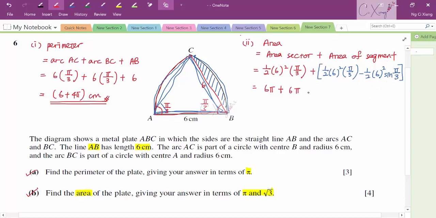And then for this one, I'm having negative 18. I need to get the value for sine pi over 3, where it should be root 3 over 2. Alright, so if you further simplify it, we are having 12 pi minus 9 root 3. And area is measured in cm square. Okay, so please take note that for both questions here, we have to leave our answer in the exact value. Alright, so this is the answer in terms of pi and also the root 3.